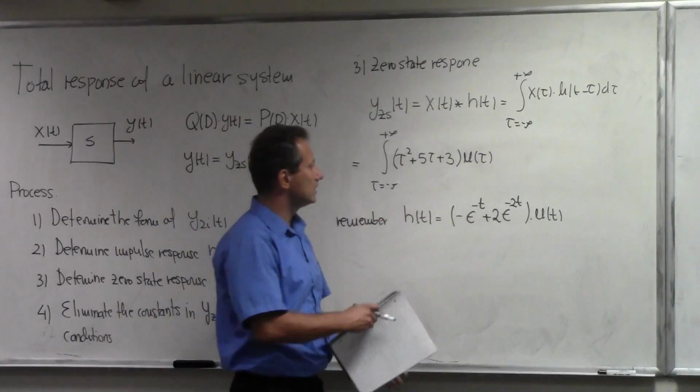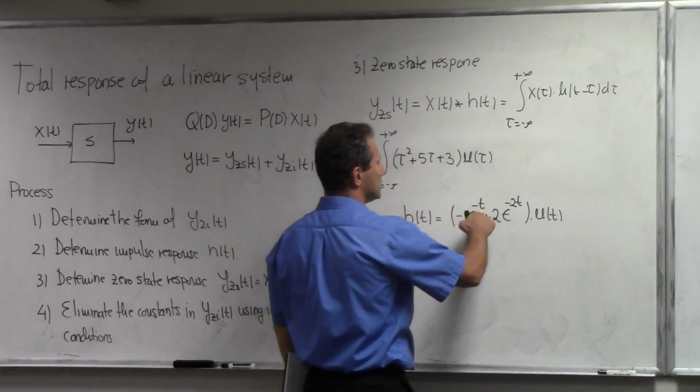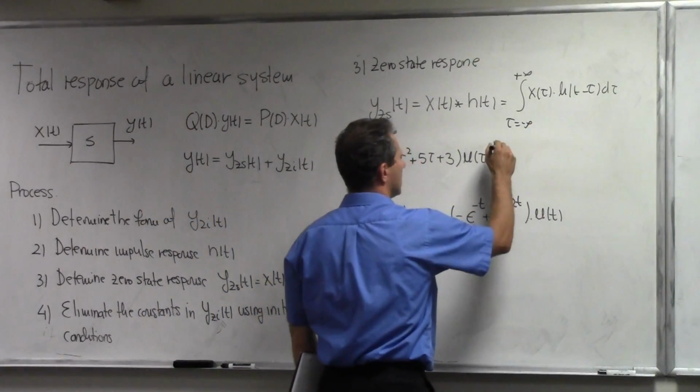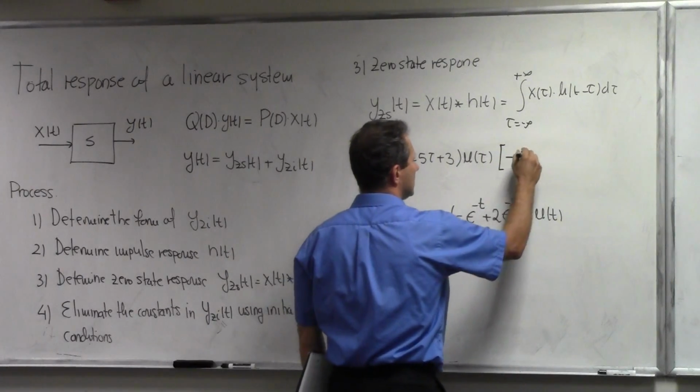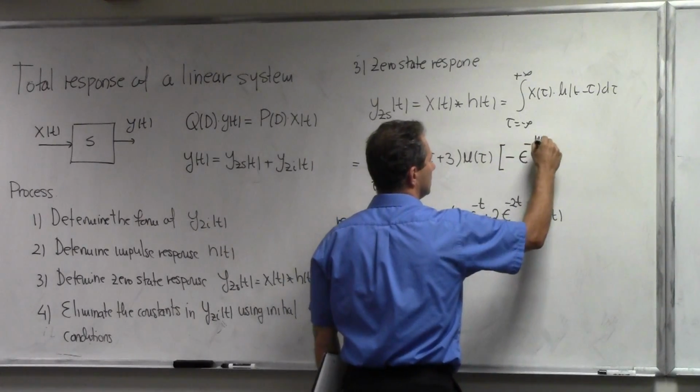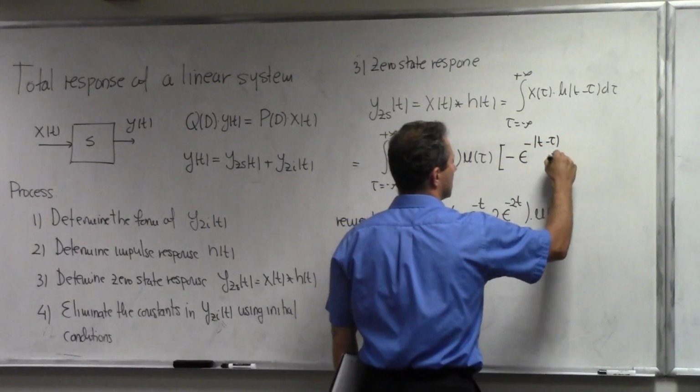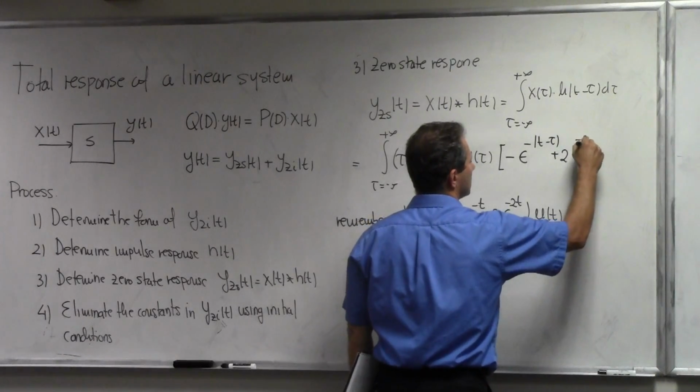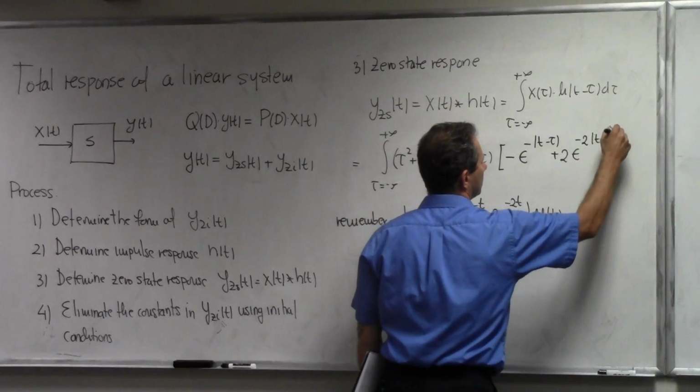Now we substitute that in here, but instead of t, we have to put t minus tau. So this becomes minus e to the minus (t minus tau) plus 2 e to the minus 2 (t minus tau).